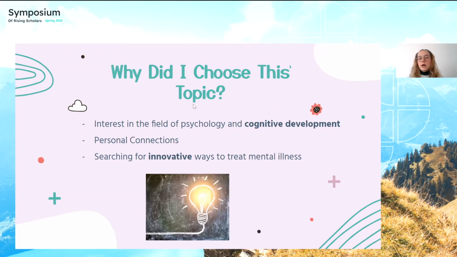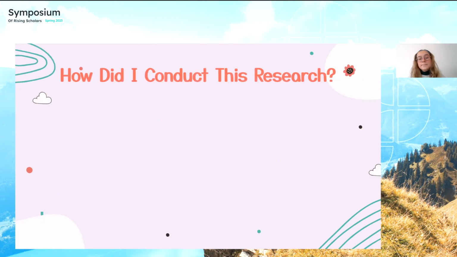So the main reason why I chose this topic is because of my overall interest in the field of psychology, and more specifically the aspect of cognitive development in psychology. And I've also seen how anxiety can affect one's life and personal situations in my life. So that's why this research was really interesting to me. Overall, I also wanted to search for innovative ways to treat mental illness.